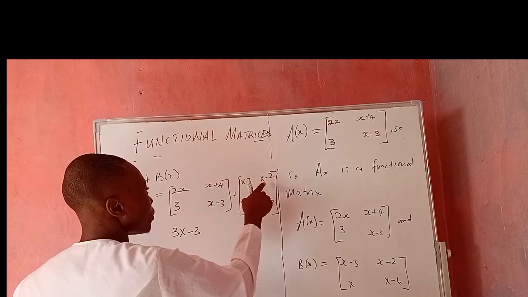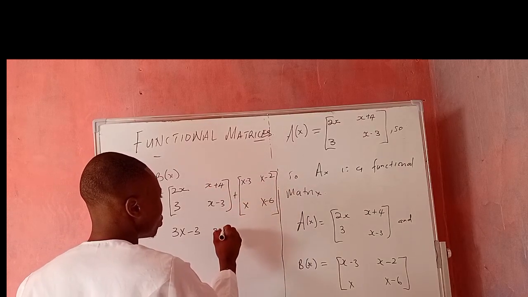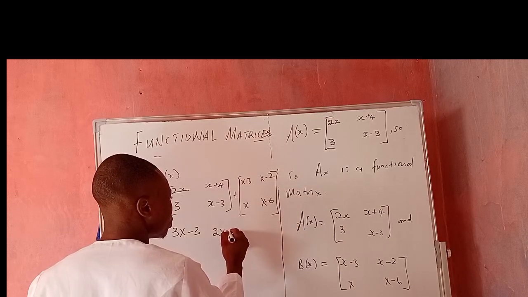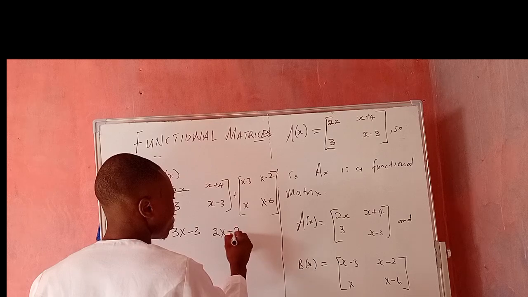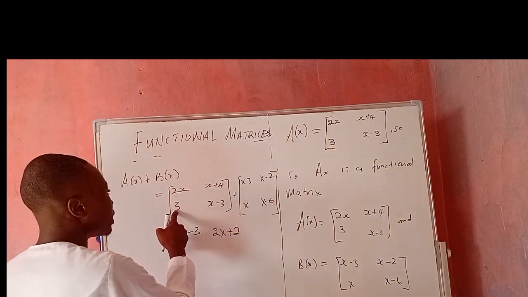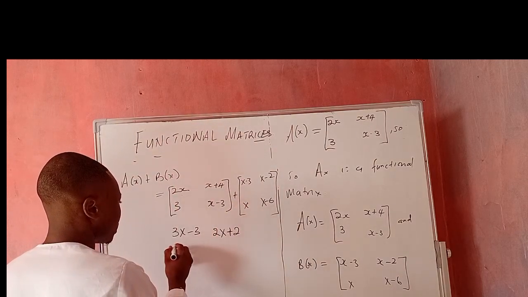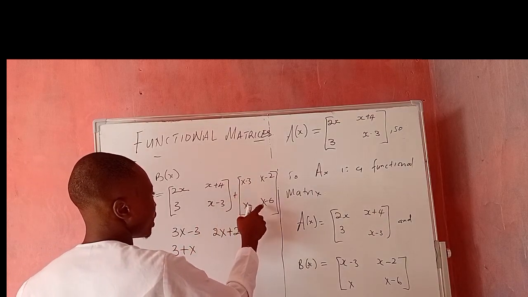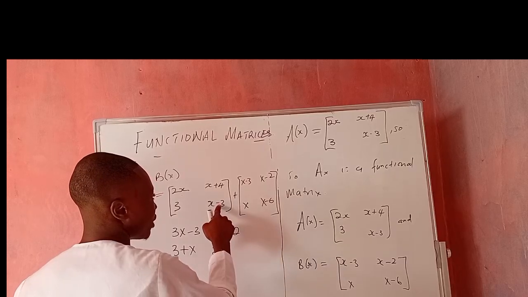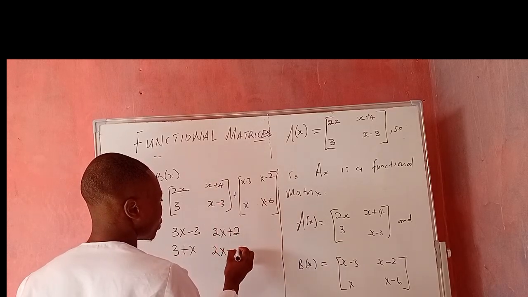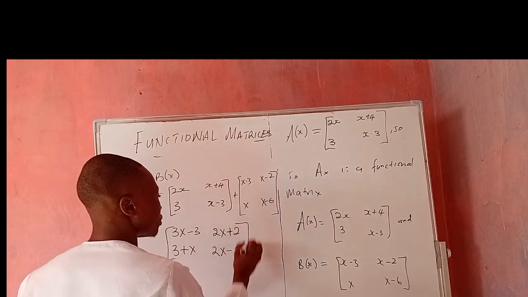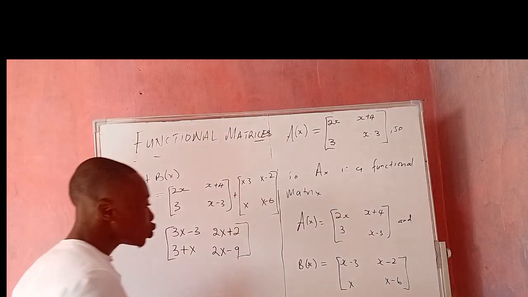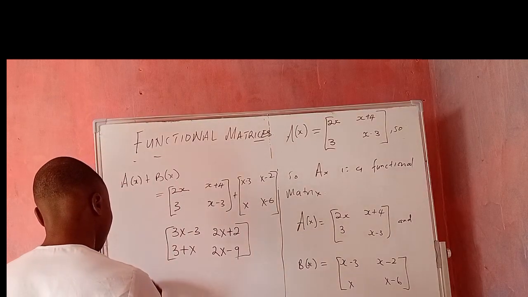X plus x is going to give you 2x. Then 4 minus 2 is going to give you 2. Then you come again. 3 plus x is going to give you 3 plus x. Then you say x plus x, this is 2x. Then minus 3 minus 6 is going to give us minus 9. So this is the answer for what?